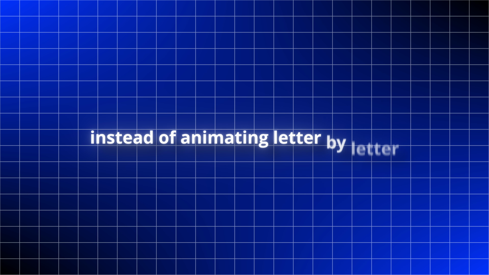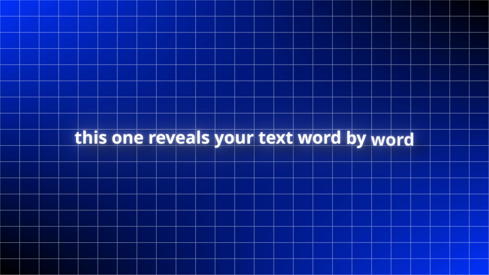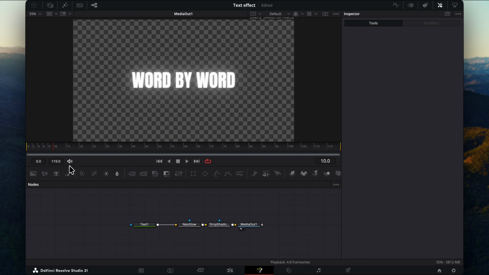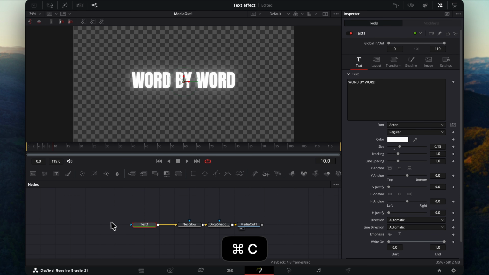Instead of animating letter by letter, this one reveals your text word by word. Clean, smooth, and great for longer phrases. Select your text plus node and press Command-C to copy it. Then press Command-Shift-V to paste an instance. Connect instance text 1 to the green input of the original text node.